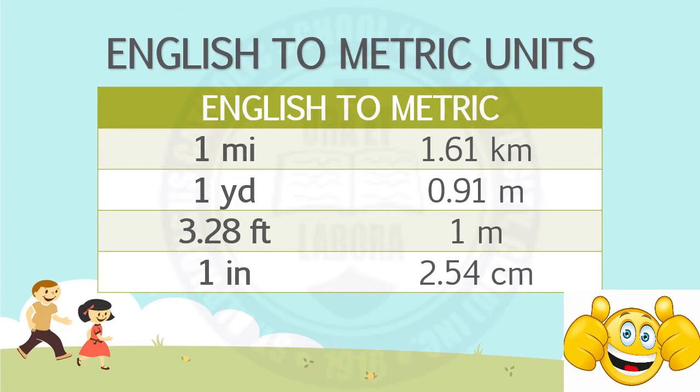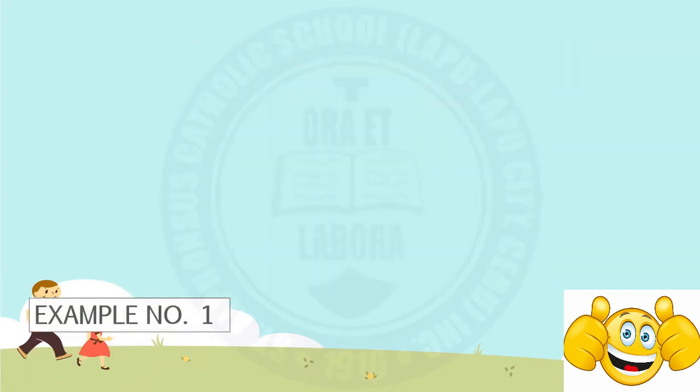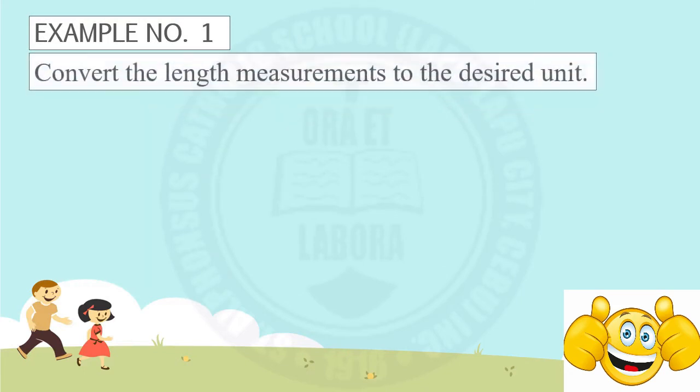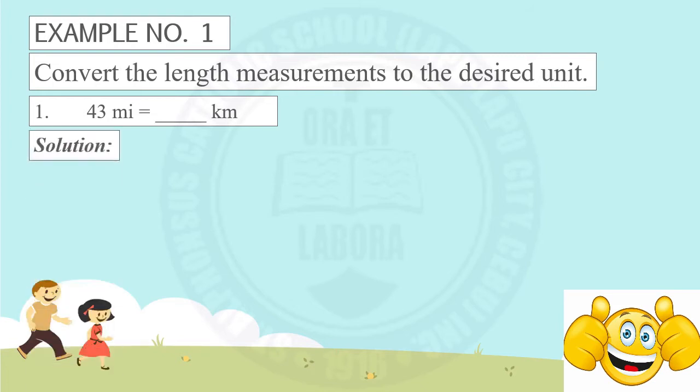I will give you an example for English to metric unit conversion. Example number 1. Convert the length measurements to the desired unit. 43 miles is equal to how many kilometers? Miles is in English units, kilometer is in metric units. So English to metric, we will use the conversion for English to metric units.